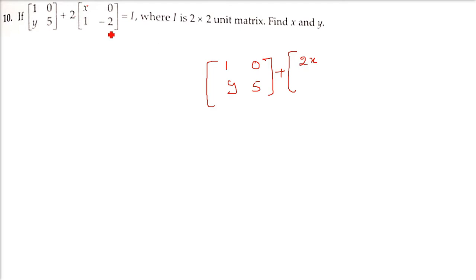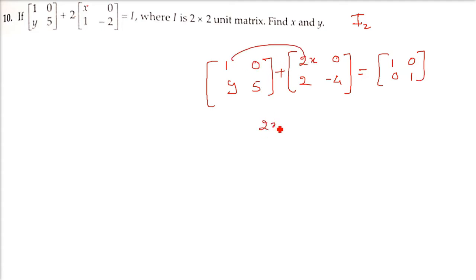2x, 2 0, 0 2, 1 2, 2 2, 4 minus 4. And this is equal to the identity matrix. The identity matrix is what? 2 by 2 with the diagonal as 1. All the diagonal will be 1. Okay. Now, add these two.